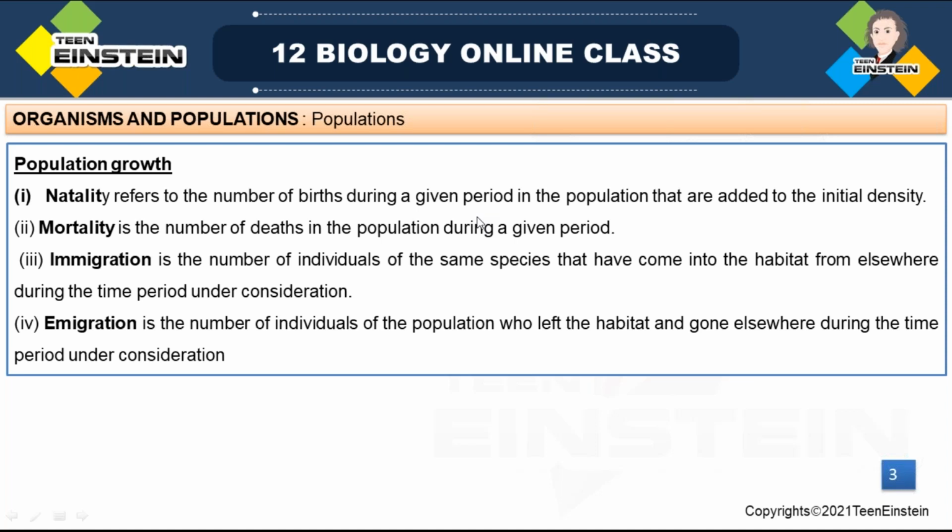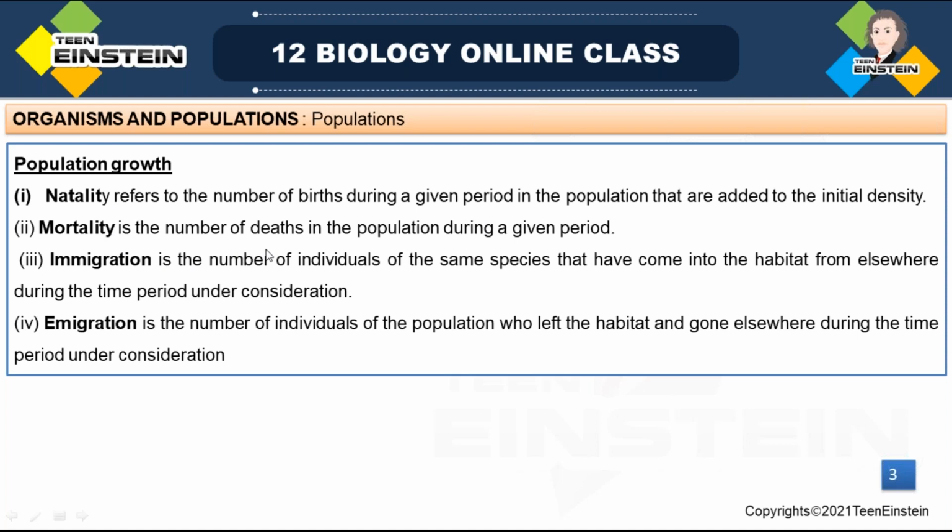That's why natality means new births, the number of births during a given period in that population. So more organisms are getting added to a population. That means the number of individuals in that population is getting increased. So that shows the growth of that population. Got it? That's why natality is increasing the population size, adding to the population growth. Next is mortality.